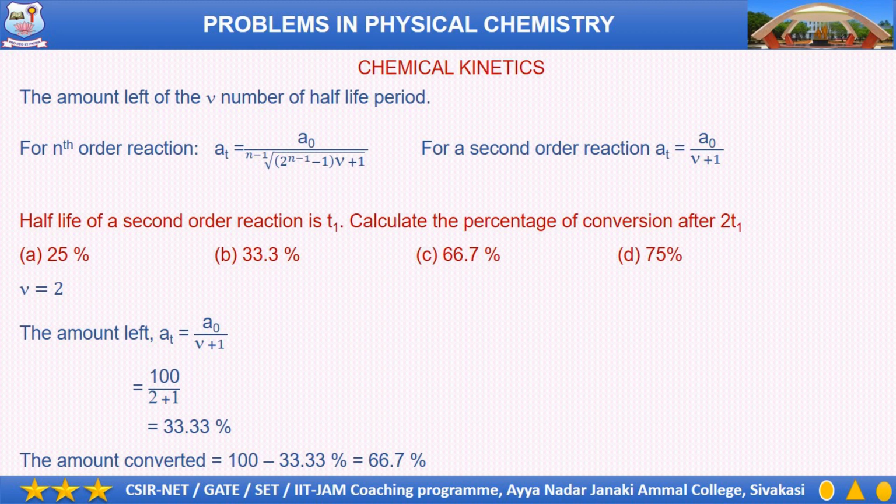What is this? Be careful. What is At? The amount left. But the problem asked how much is converted, how much percentage is converted. But this is the amount left. Therefore, seeing this, you will immediately tick 33.3. You are wrong. Here, the amount converted, how much? The answer is 66.7%. In this way, you have to work out this one.